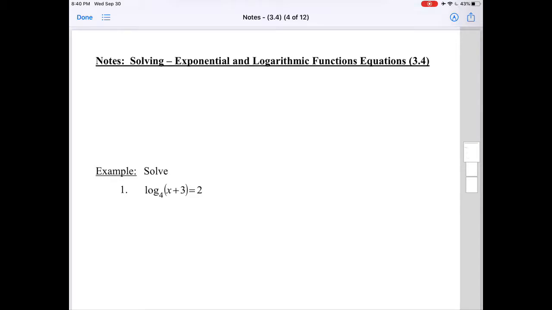Hi everyone. So today we're going to do section 3.4. 3.4 actually has two sections, so today we're going to do the first one, and then next time we see you we will do the second day.